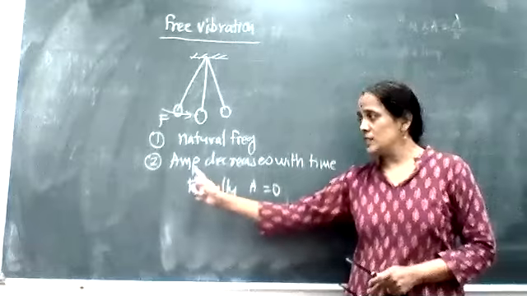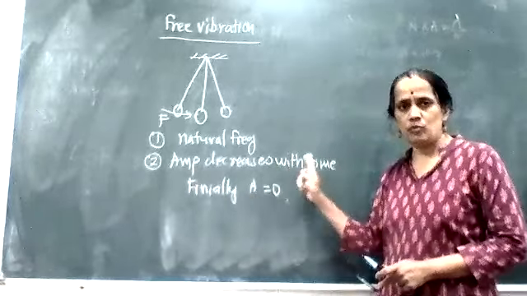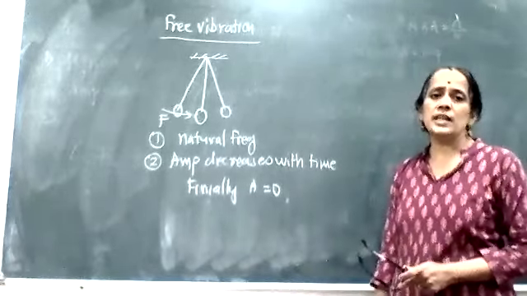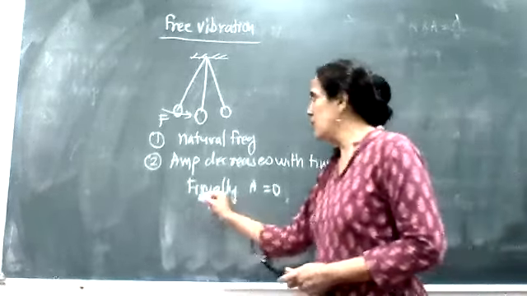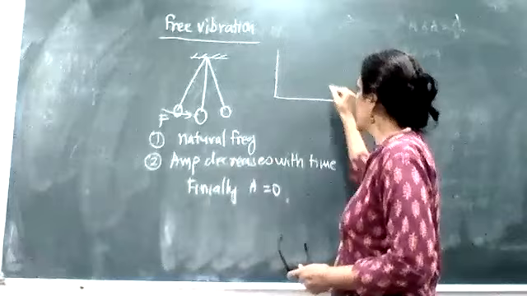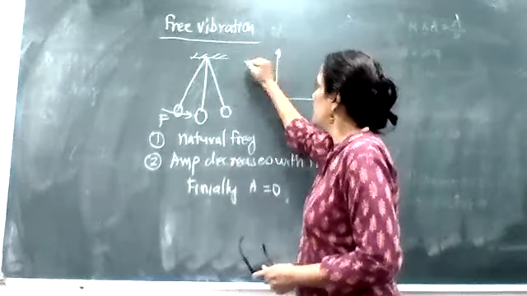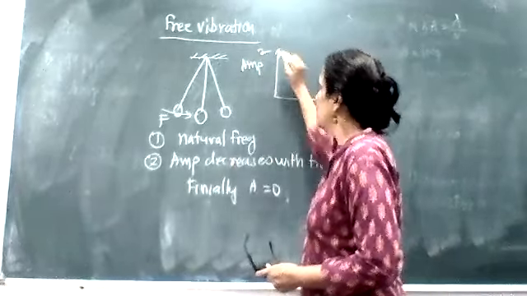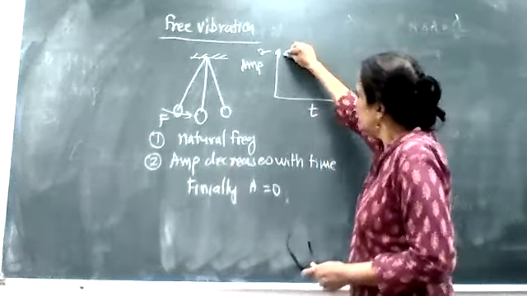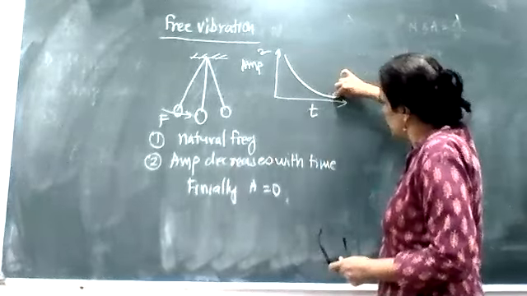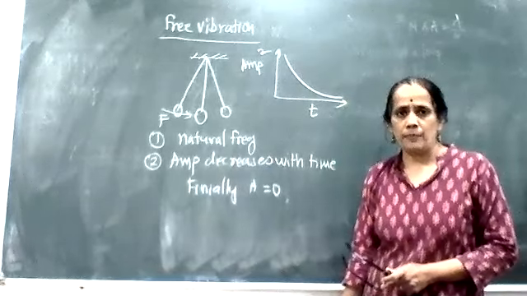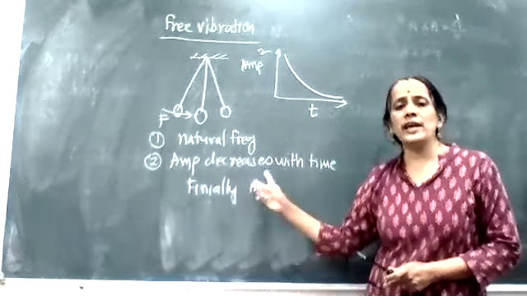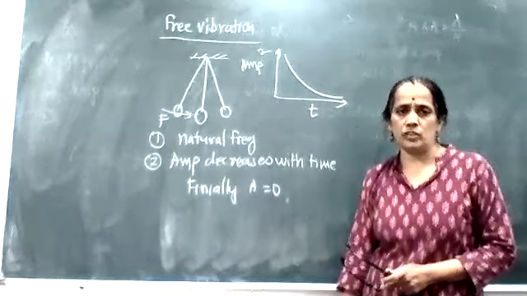Right? So this variation of amplitude with respect to time is nothing but the exponential decay graph. That is, if we plot a graph of amplitude squared versus time, then the nature of the graph will be in the form of an exponential decrease. So this is one of the characteristics of free vibration.